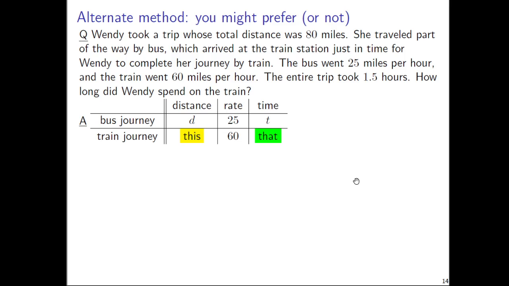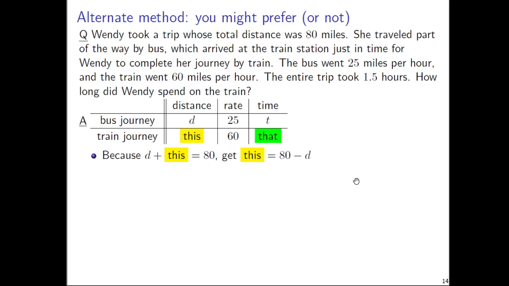Okay, as an alternate method, and you might prefer this method, you might not, but it's sort of the same idea, if you want to try to do this with fewer variables. So we'll use some of the same variables as earlier. d is the distance on the bus, t is the time spent on the bus, and then we haven't created variables for the distance or time for the train journey yet, and they've just been called this and that in yellow and green. Because d plus this has to equal 80, this is still applying the principle that the two distances in this problem had to add up to 80 total miles.